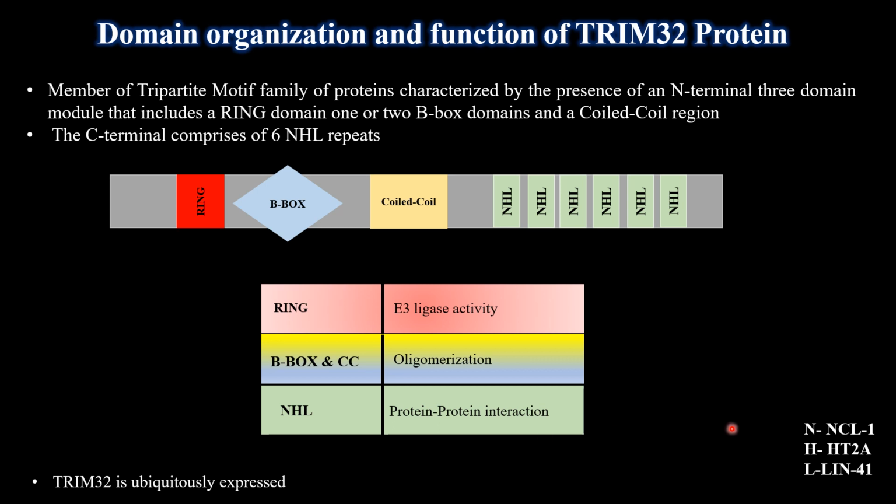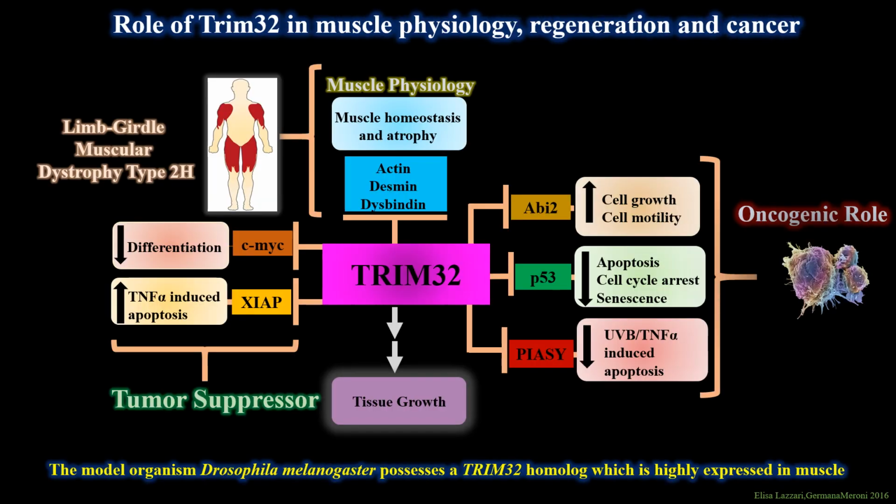NHL stands for NCL1, HT2A, and Lin41, because of the sequence similarity these repeats share with those proteins. Another interesting thing about TRIM32 is that it is ubiquitously expressed. Because of this ubiquitous expression, it has functions in muscle physiology, regeneration, and cancer.